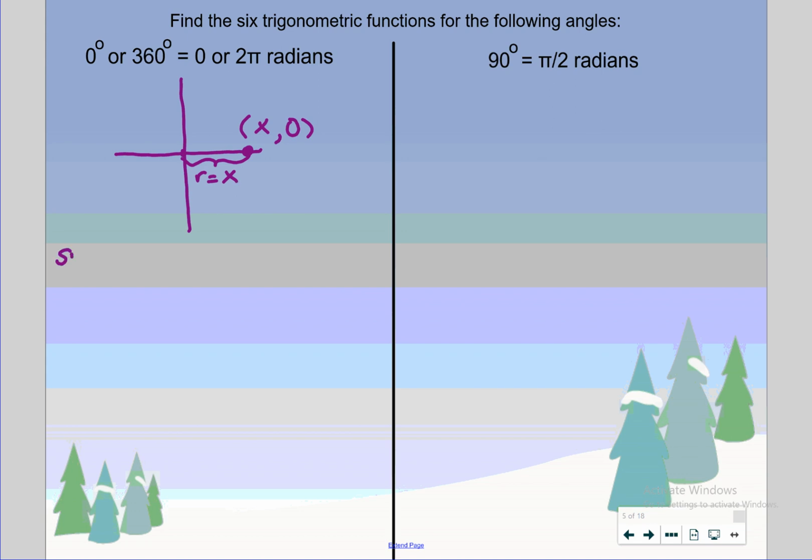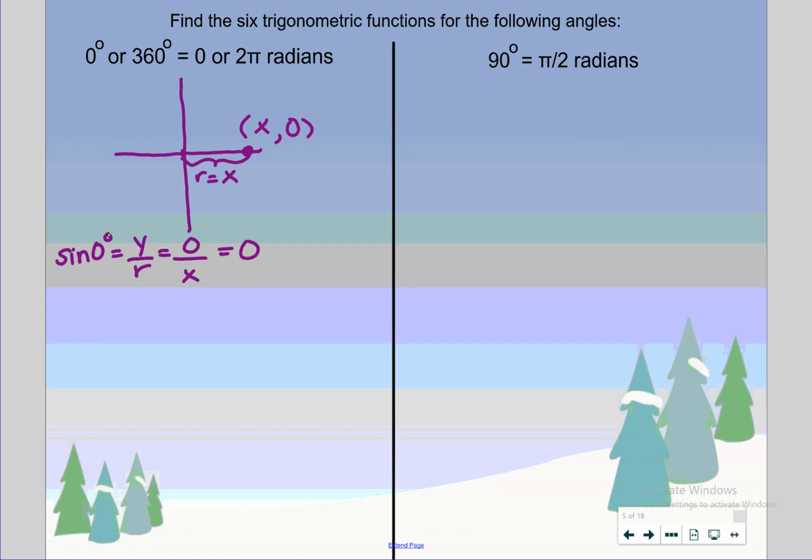Here's how you do it. Sine is y over r. In this case, what's my y-coordinate? And what's my radius? What's 0 divided by anything? 0. And actually, I probably shouldn't have put a theta there. Let's put a 0 degrees there. And 0 and 360, remember they're coterminal angles, so they're going to look exactly the same. So whether I put a 0 or a 360, the sine of 0, the sine of 360 is 0.